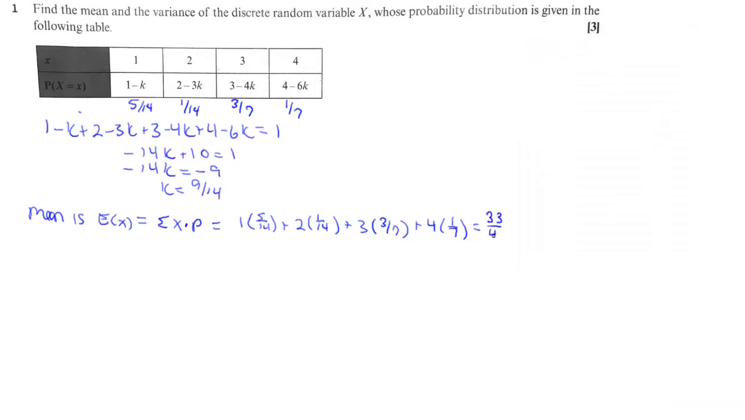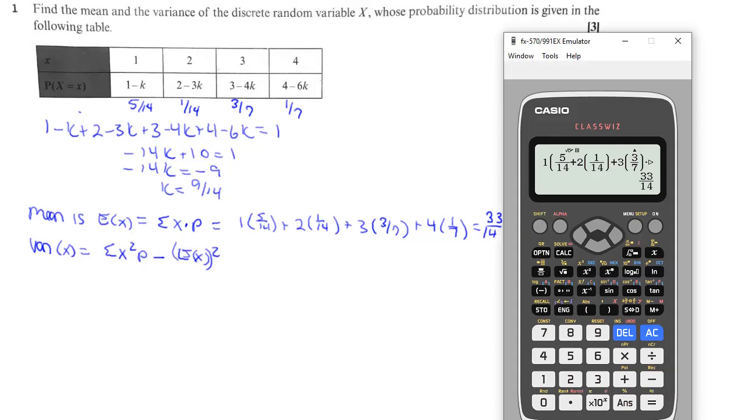So now we need to find the variance. In order to find the variance, we're going to do something very similar: we're going to take each x and square it times its probability, and then we're going to subtract the expected value squared. So I'm going to go back on my calculator, and I'm just going to replace all these numbers I put in before and square them. And double check, make sure I got everything right. Put minus, and then 33 over 14 squared, and that's going to give me my variance, 241 over 196.